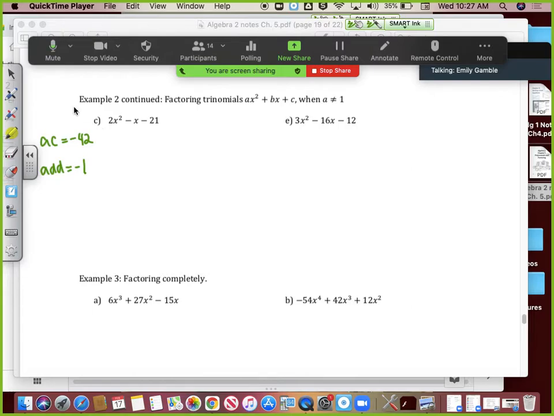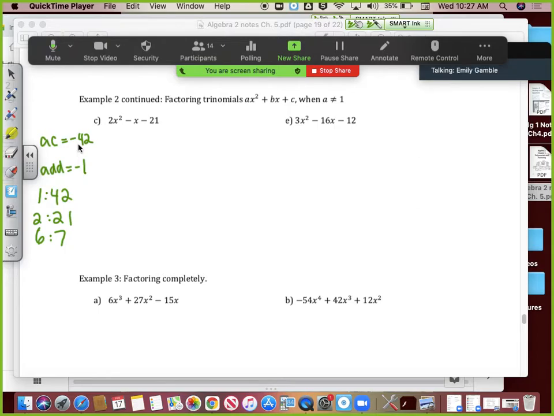So the process says take the first number, the A number, and multiply by the last number, the C number. Get that number. Those are the factors that you need to list. So like the factors of 42, I'll pretend it's positive for right now: 1 and 42, 2 and 21, and then, oh wait, what am I doing? I'm doing 21, sorry. I don't think there's anything with 3, but I know it's 6 and 7, so I'm just going to write 6 and 7 here.